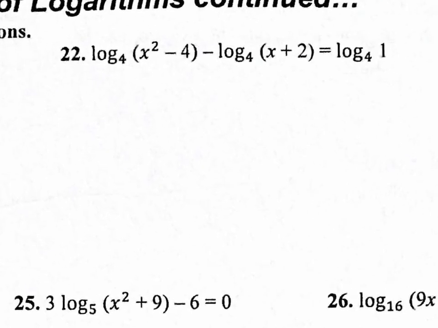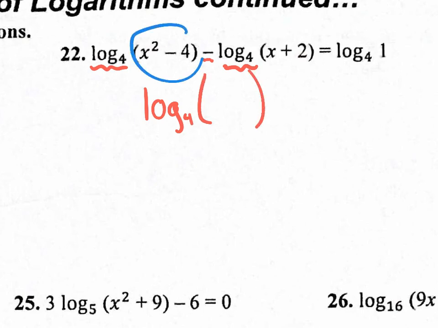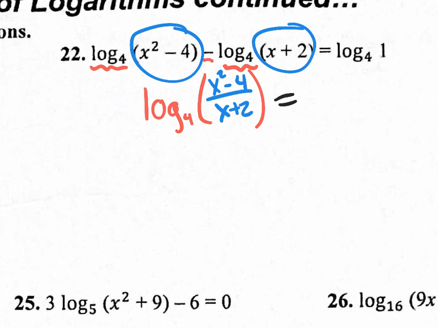Fun stuff. What property could I use to condense? Quotient. All right. So the minus sign indicates I'm going to take this log base 4 and that log base 4 and put them together as a single log base 4. And I am going to divide this one by this one. So it's x squared minus 4 over x plus 2. Dang, you guys picked a winner. And it does equal log base 4 of 1.